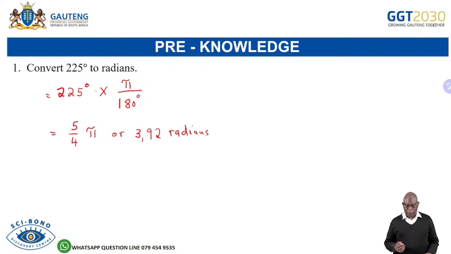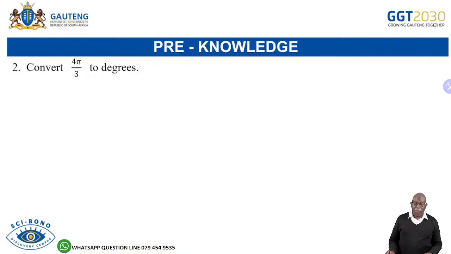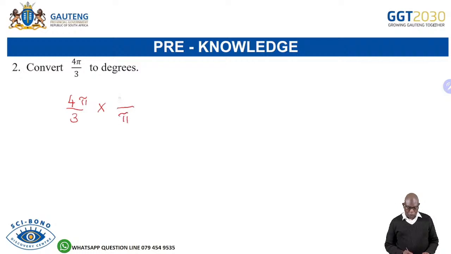Look at the second one. Now with the second one, I've got 4 pi over 3. I want to change it to degrees. So it's in radians. So I'll have 4 pi over 3. What do I want to eliminate? I want to eliminate that. So I'll multiply by 180. I need the degrees now. Okay, so I know the pi and the pi will cancel out. Then from there, I work that one out using my calculator. 4 over 3 multiplied by 180 degrees, and that will give me 240 degrees.